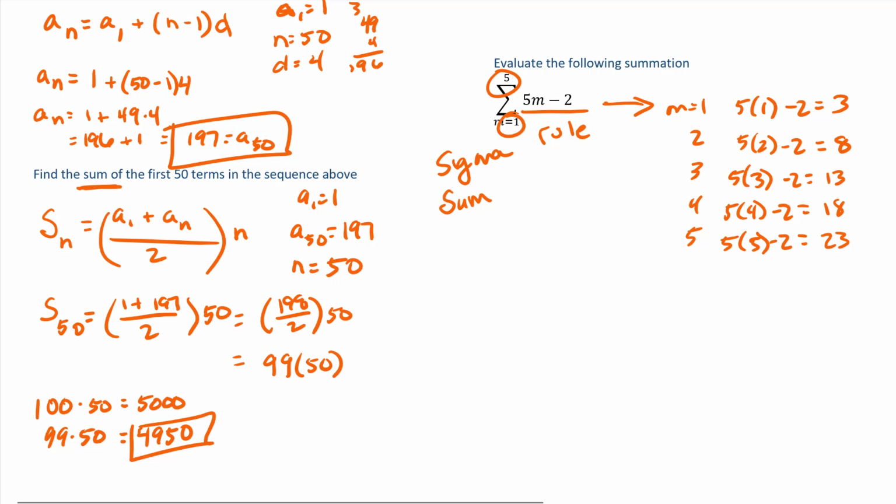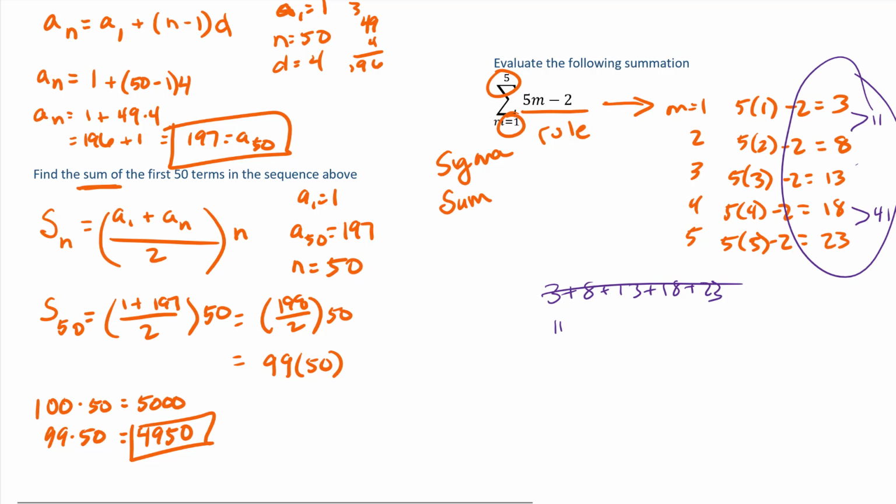Now, I want to take each one of these numbers over here, and I want to add them up. 3 plus 8 plus 13 plus 18 plus 23. I'm going to do it my shortcut way and add two numbers at a time. That's 41. That's 11. And then I could take 11 and 13, add those together, and then add that 41. Well, 11 plus 13 is 24. And 24 plus 41 is going to give me 65. And that is the sum of the first 5 terms in that sequence, 5m minus 2.